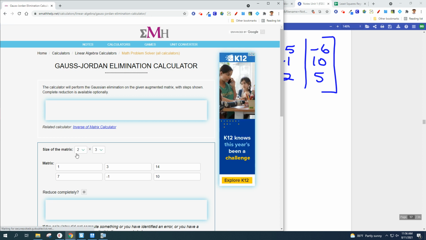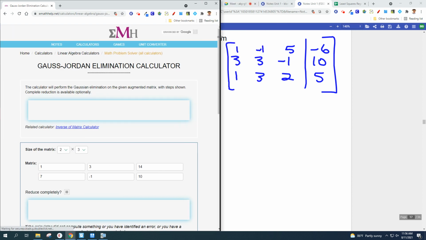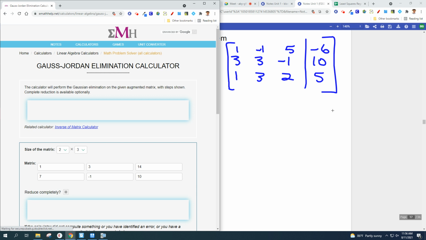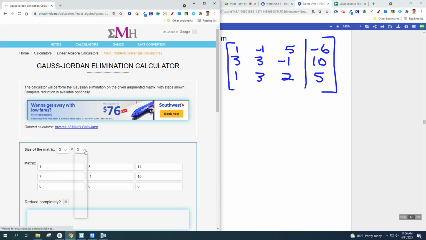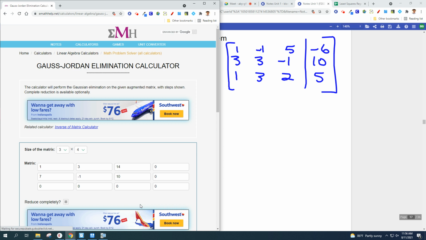So the first thing you need to do is tell it what size the matrix is. So look at what we got. Our augmented matrix, what size is that? That's a 3 by 4. So just tell it it's a 3 by 4, so it'll give you enough spaces to enter in the numbers. Okay, now we need to enter in the numbers, and I like using the tab key. I think it's efficient to use the tab key. 5, negative 6, 3, 3, negative 1, 10, 1, 3, 2, 5.